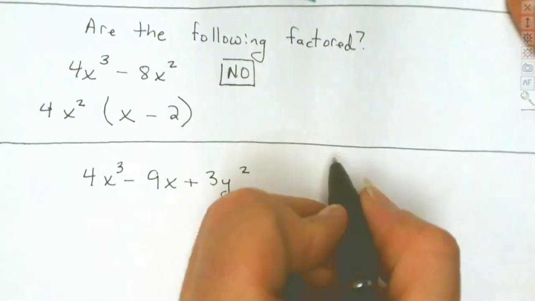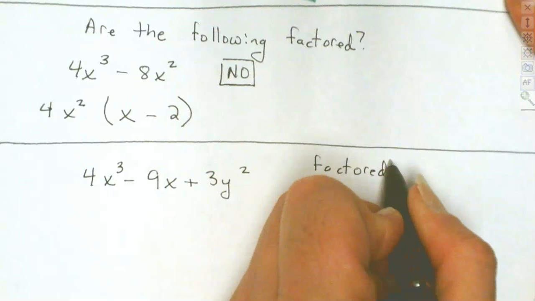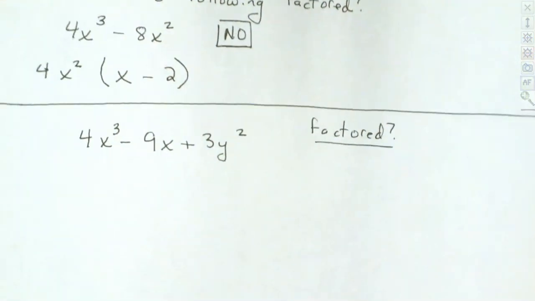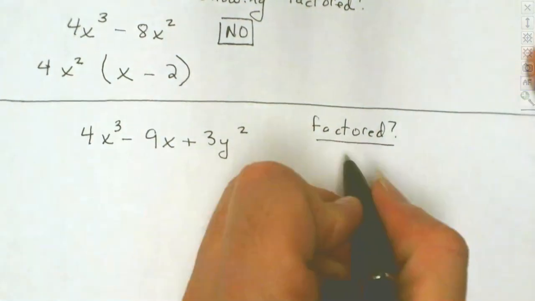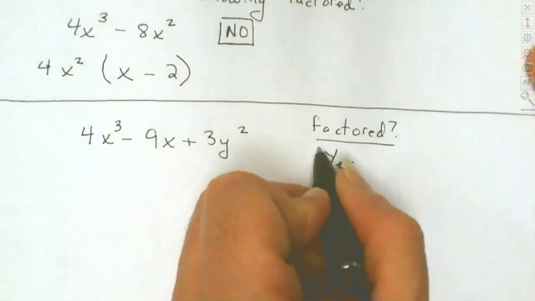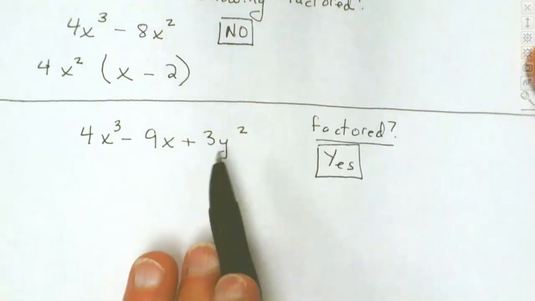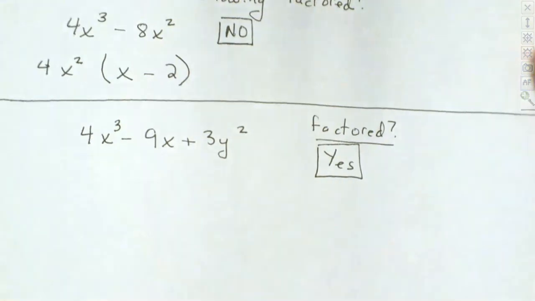Has this one been factored? Yes or no? Yeah, this one has already been factored. Why has this one already been factored? Well, we've got a 4, a 9, and a 3. Number comes out? Nope, nothing's in common.